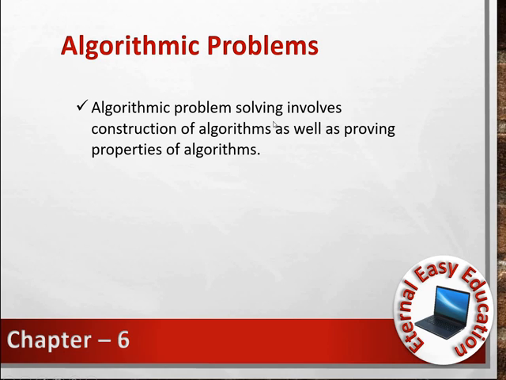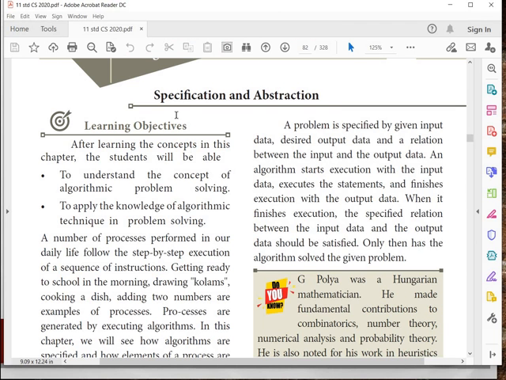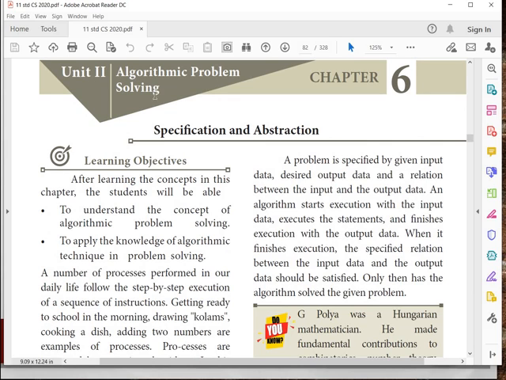Algorithmic problems. Algorithmic problem solving involves construction of algorithms as well as proving properties of algorithms. That means it is the next level: how to take an algorithm as a solution, or how to write a proper algorithm for a particular problem. So this is our unit, unit 2, and the chapter is 6, Specification and Abstraction. Before knowing about specification and abstraction, we must understand the concept of algorithmic problem solving. One of the problem solving techniques is specification and abstraction.